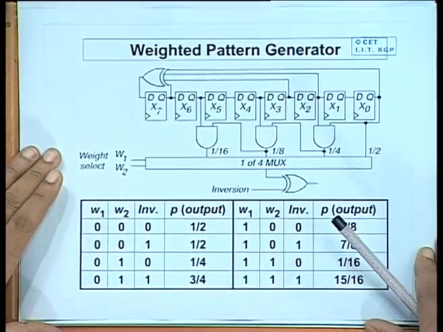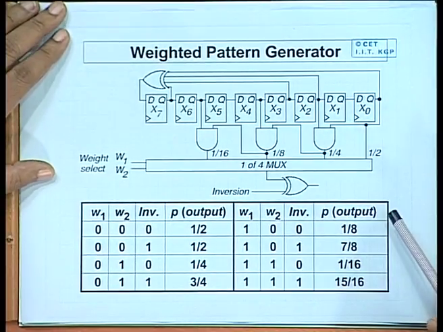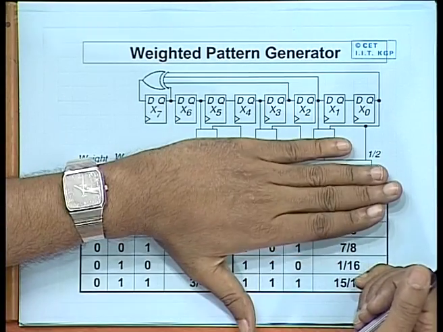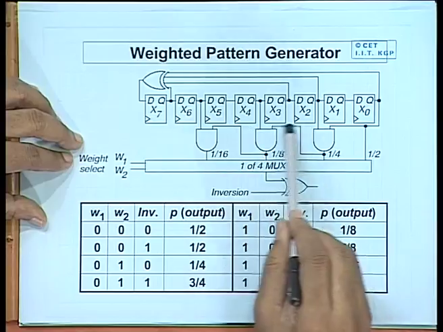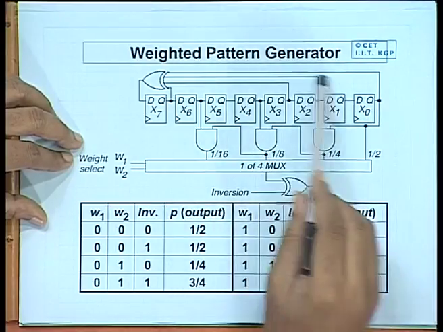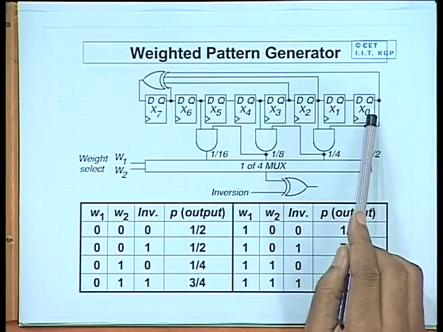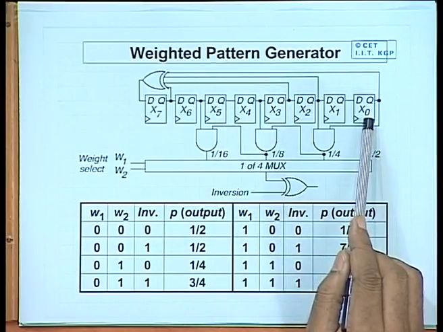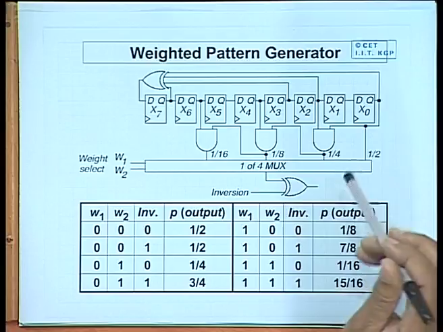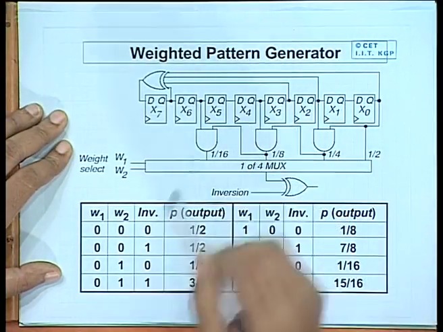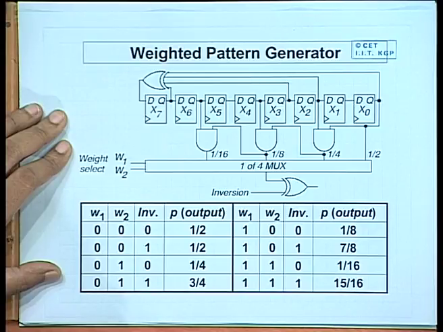So, I have a suggested scheme out here, where in the first place you ignore these AND gates, we have an LFSR, an 8 stage LFSR. Now, this 8 stage LFSR, you know that it generates pseudo random patterns. So, you take the output from any bit position, the signal probability will be 0.5.